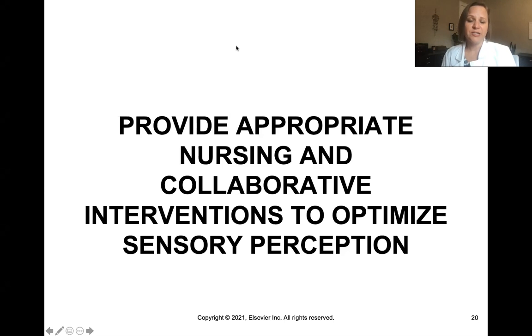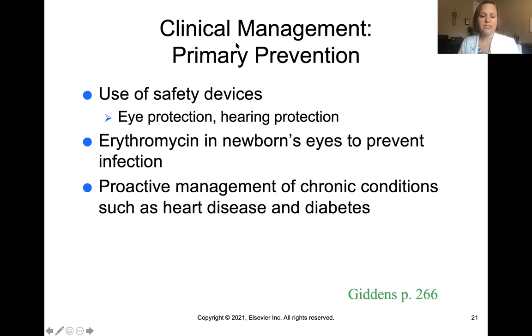So what kind of interventions can we do as nurses or collaborate with our healthcare providers to optimize sensory perception for our patients? Well, let's talk firstly about primary prevention. Remember, primary prevention means activities that we do to keep a problem from ever happening in the first place.